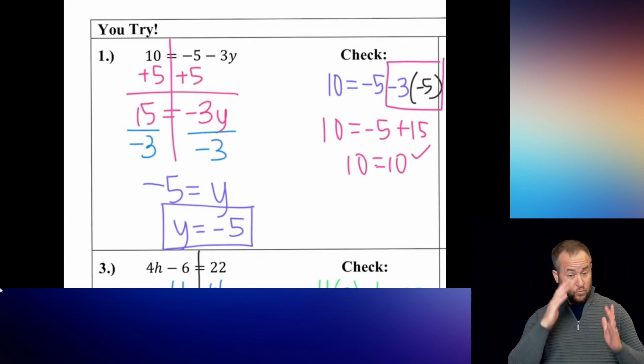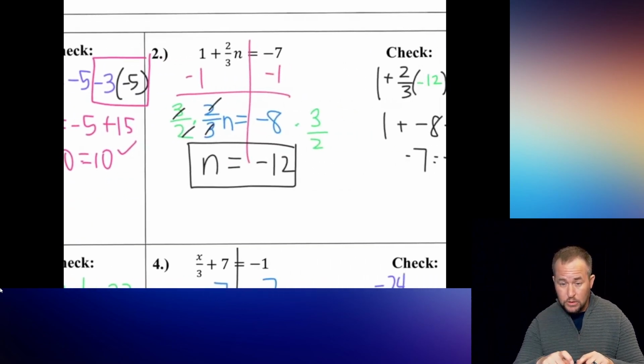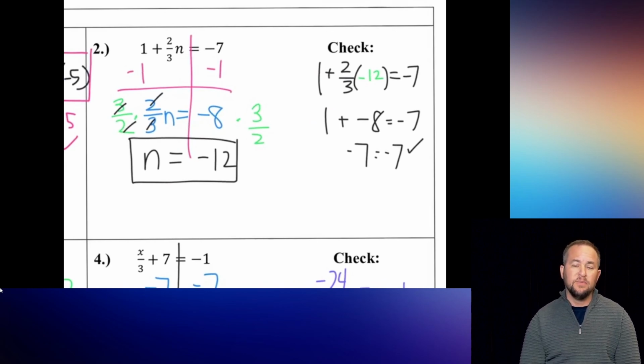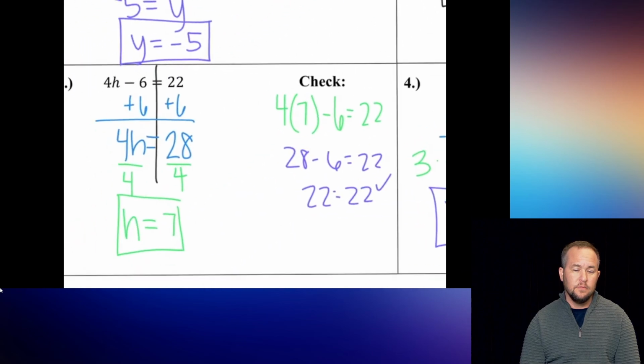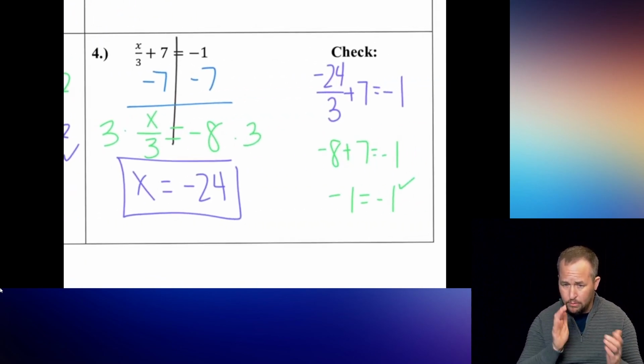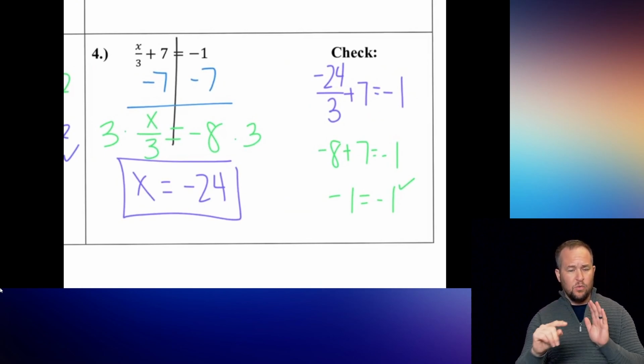Alrighty, so hopefully you paused the video and checked or tried to work out each one of these. I'm going to just quickly show you each one. Feel free to pause if you need to. And then here's question number 2 so that you can maybe check your work and check the answer that you have. That's n equals negative 12. Here's the next one, number 3. Ends up being h equals 7. If you got that wrong answer, please pause and check my work compared to yours. And then the very last one, number 4, should be x equals negative 24.